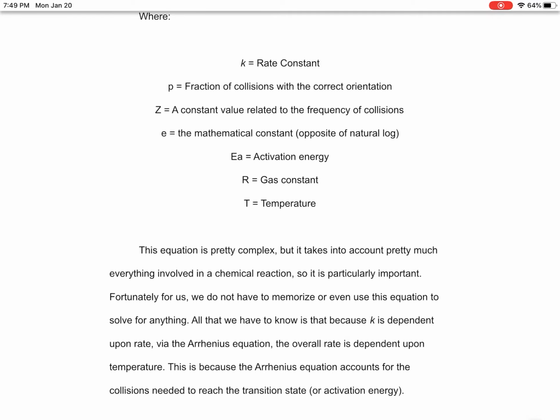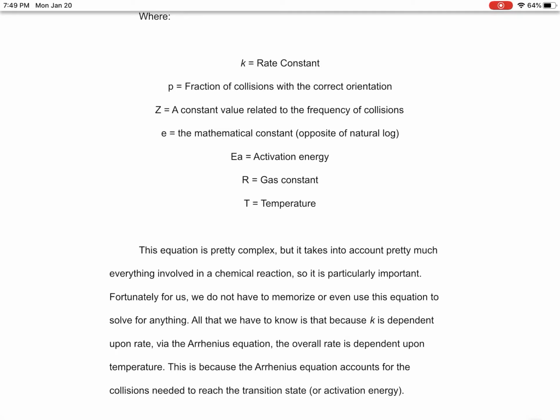Now, strictly speaking, because the activation energy doesn't change, we would really think that the rate should be pretty constant. Like, it might increase a little if we increase the temperature. But the Arrhenius equation is explaining to us why that is: because K is dependent upon the rate and the rate is dependent upon temperature, then K is dependent upon temperature. Okay? Hopefully that made sense.